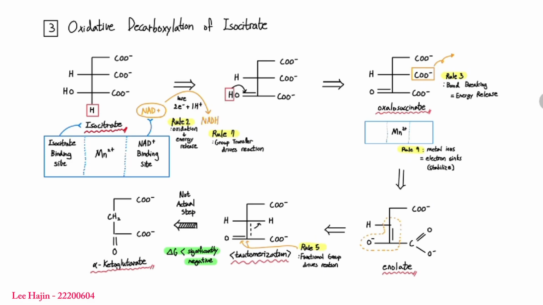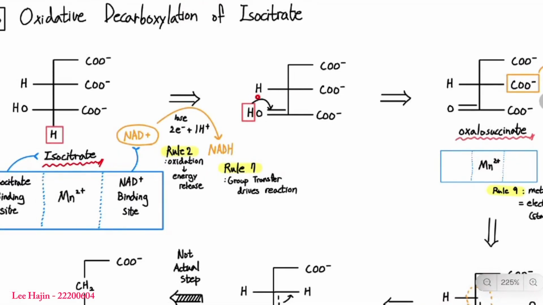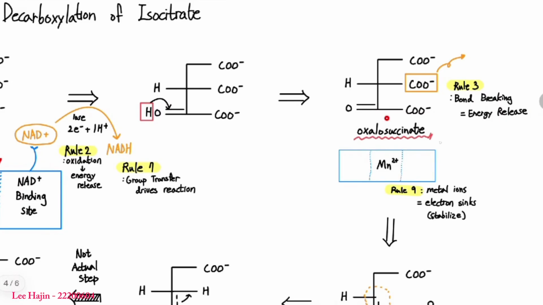First, isocitrate is oxidized, which releases energy. The enzyme catalyzes hydride transfer to NAD+, producing NADH. This is a group transfer. Electrons are being sent to a more stable electron sink, NAD+. Now, because C2 only has 3 bonds, a proton from the hydroxyl group is removed, allowing a new double bond to form, and this creates oxalosuccinate, an unstable beta-keto acid intermediate.